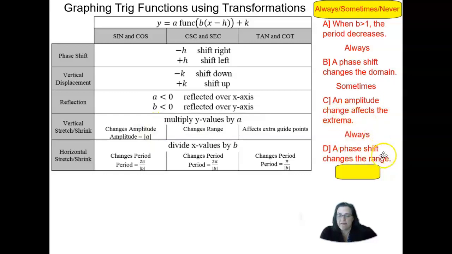And then D, a phase shift changes the range. So if you have an h value that's shifting your graph to the left or the right, the range would not be affected for any of these functions because the range is the y values, and a horizontal shift left or right only changes x values. So D is never true.